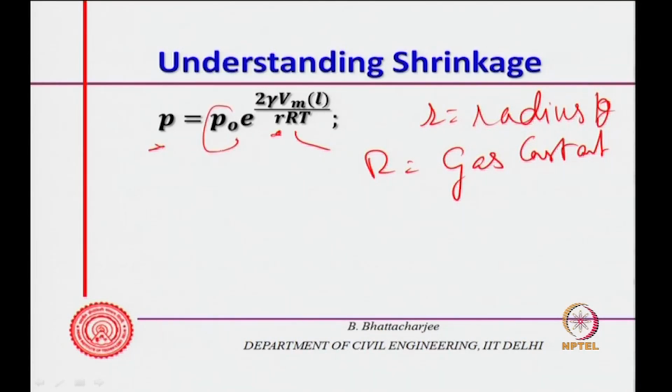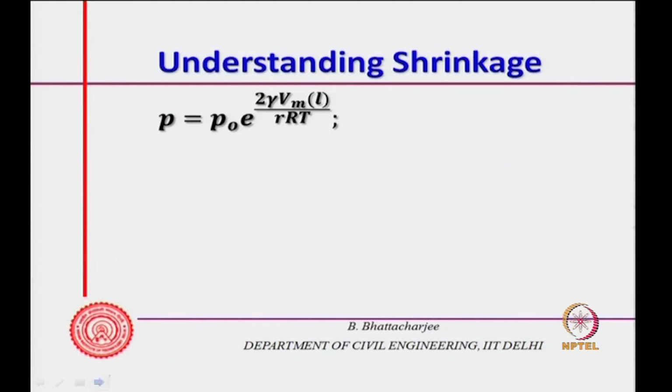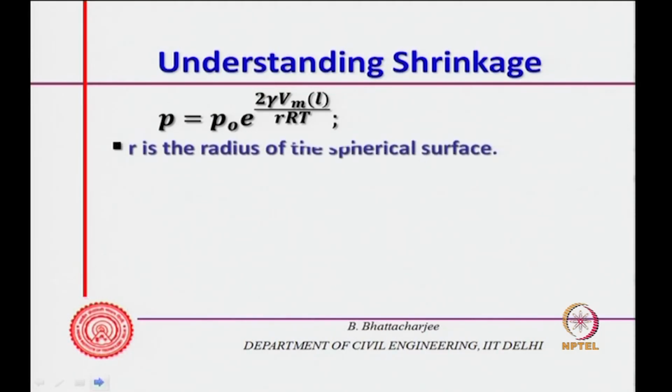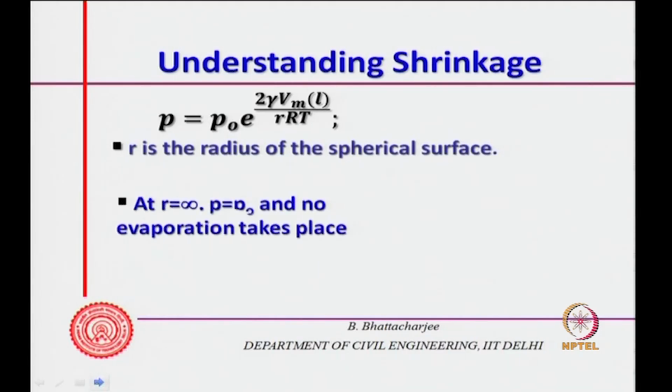P 0 was the original pressure before the formation of curvature, and now because of the formation of curvature, the final pressure will be P 0 e to the power twice gamma V m L divided by r R T. That is Kelvin's equation; it can be written in some different forms also. Here r is the radius of the spherical surface, and when r is equal to infinity, P equals P 0.